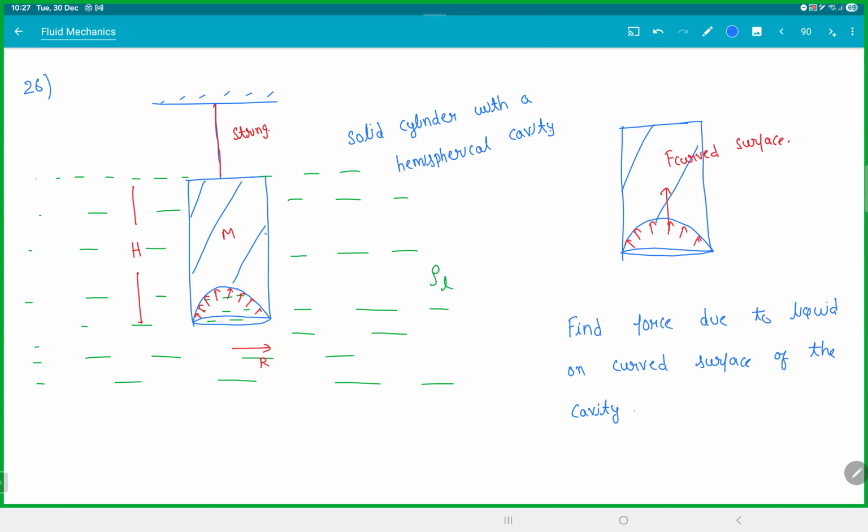How do we do this? There's no need to integrate. I'll give you an idea. Draw an FBD with buoyant force, draw an FBD with pressures. Now see what I'm asking here, force on the curved surface. This is the force due to the liquid. So if I want force due to the curved surface, I can't use buoyant force.